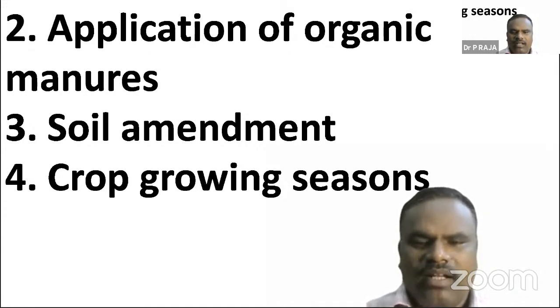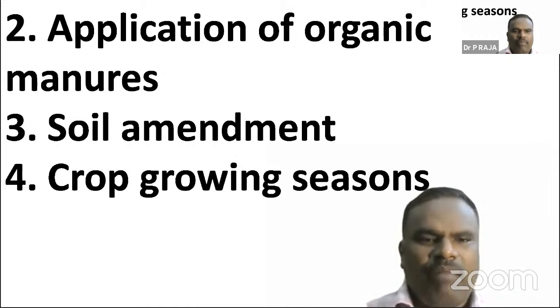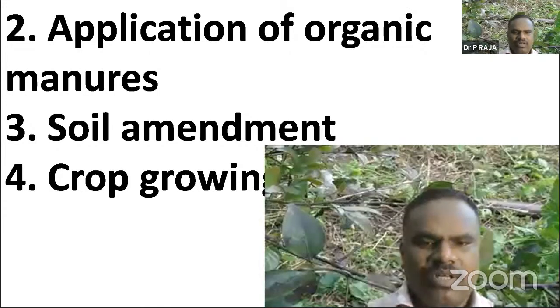And then soil amendment. And then the crop growing season: which is the best season that we can choose, we have to identify that particular season, then we have to sow. So the sowing date is very, very important. It differs from one tree species to another. And then adjustment of sowing time is very important.